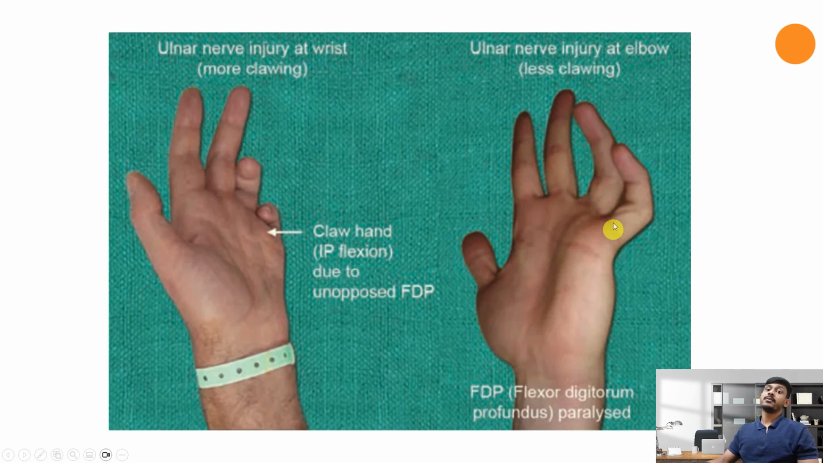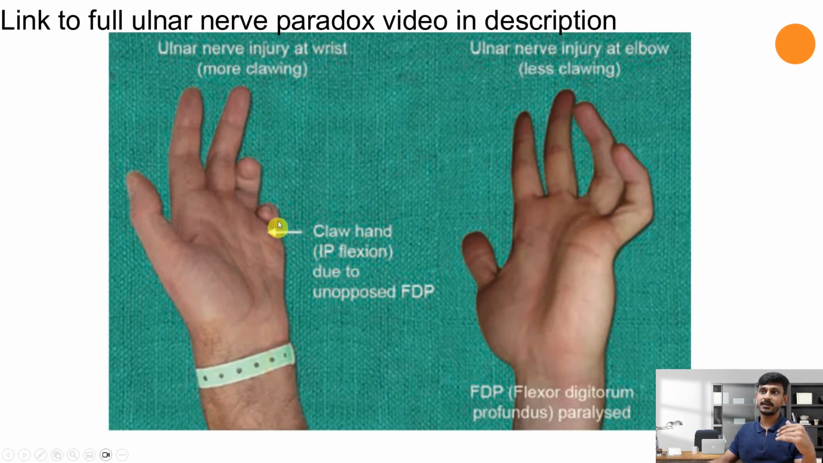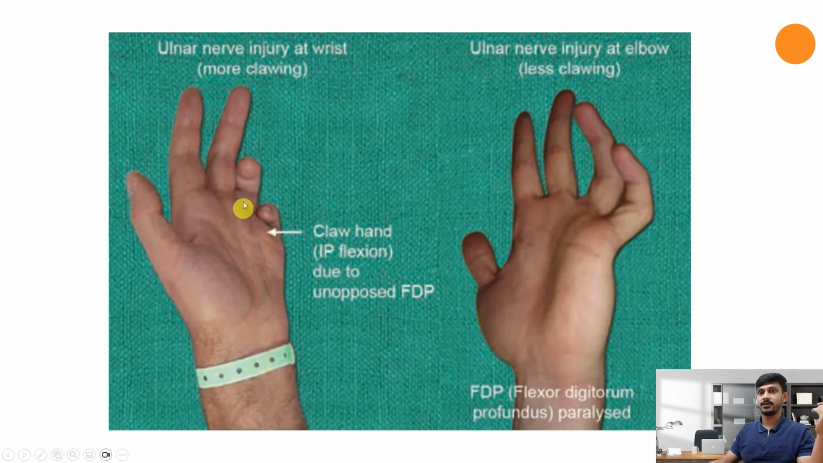Whereas at the level of the wrist, the FDP supply, which is already given off in the forearm, is spared. So the FDP is still active. So the fingers also flex at the PIP and DIP along with hyperextension at the MCP. So this is the ulnar paradox. So when there's a higher nerve injury, there's less deformity, and when there's a lower nerve injury at the level of the wrist, there is more deformity. Okay, thank you.